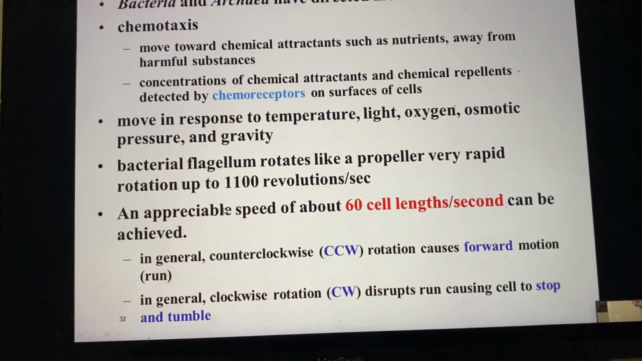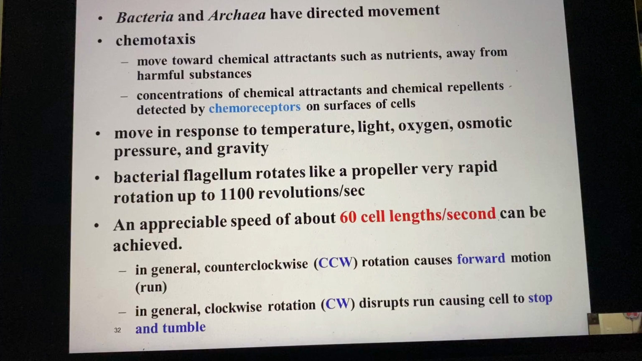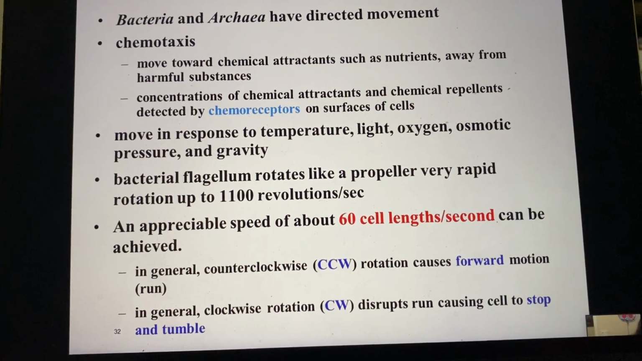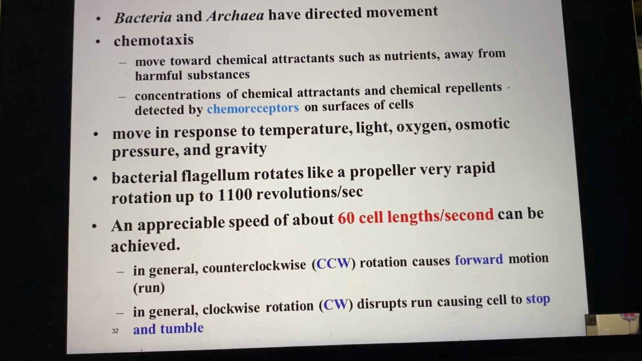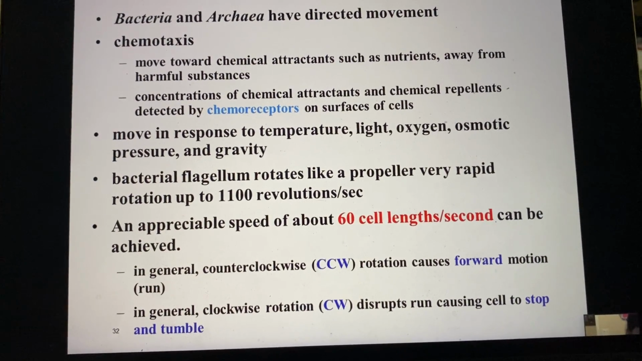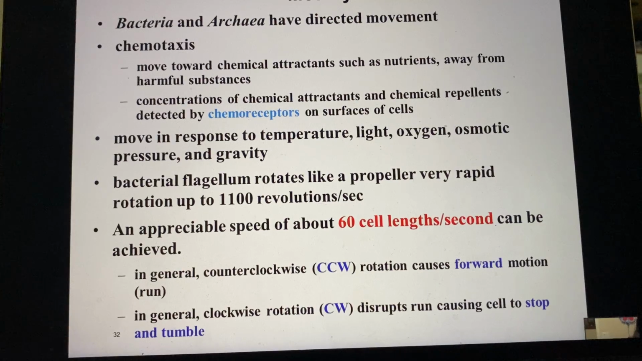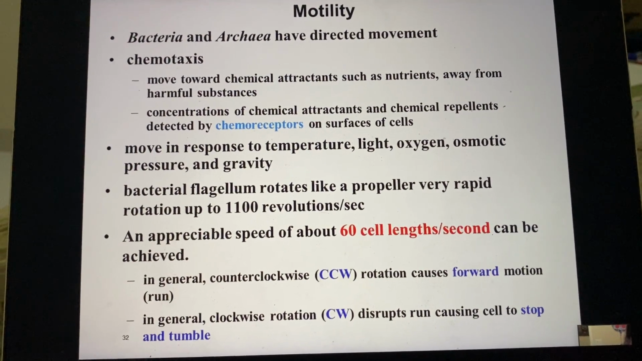Now, before we go into the different types of motilities, I'd like to recap your information on chemotaxis. Those bacteria that have flagella are capable of showing a property which we call chemotaxis.